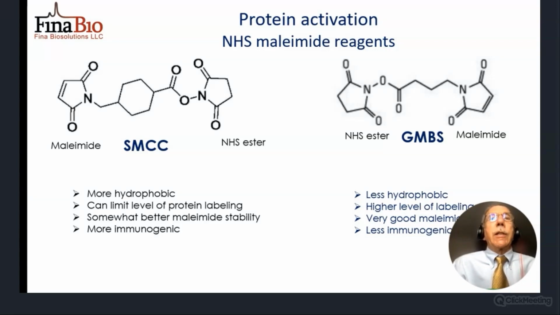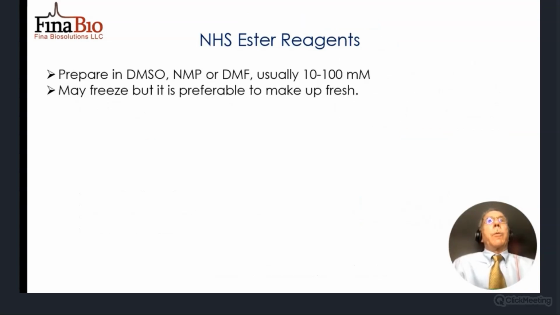Another issue with SMCC is it has this large cyclohexane ring, which combined with the maleimide group is quite a large linker, and you do induce antibodies to that linker. There are, of course, many other linkers and combinations of NHS esters available on the market. You want to prepare your NHS ester in some organic solvent, such as DMSO. We usually make it up in the range of 10 to 100 millimolar.